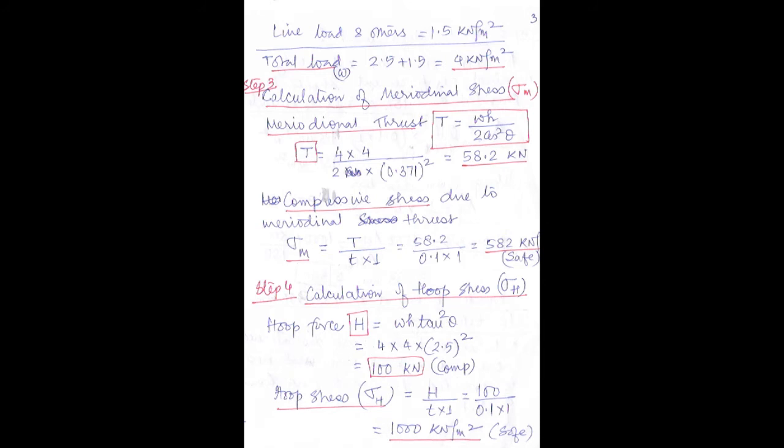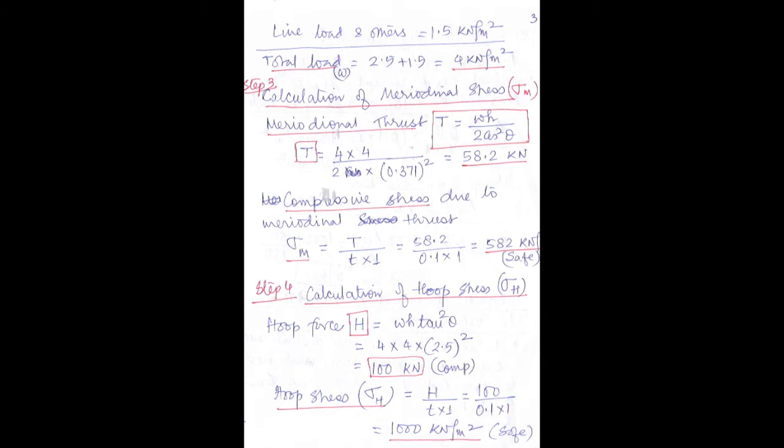In step 3, we should do the calculation of the meridional stress, denoted as sigma subscript m. First we have to find out the meridional thrust. The formula is capital T equal to WH divided by 2 cos square theta. W is the total load, that is 4. H is the rise, that is given as 4 meter. Cos theta value we found out in step number 1, 0.371, so directly we can put that squared. If we put all these values, we get T equal to 58.2 kilonewton.